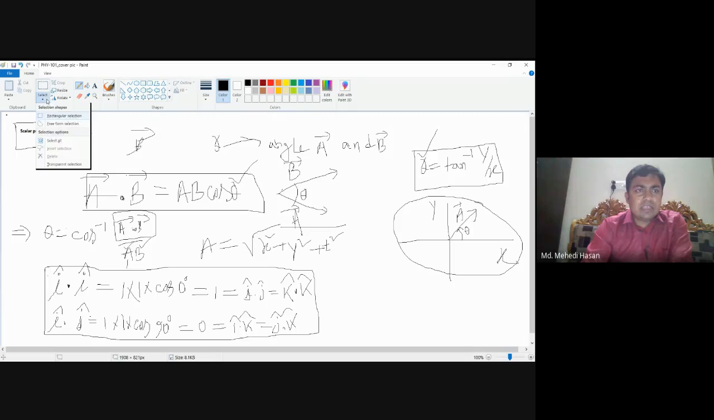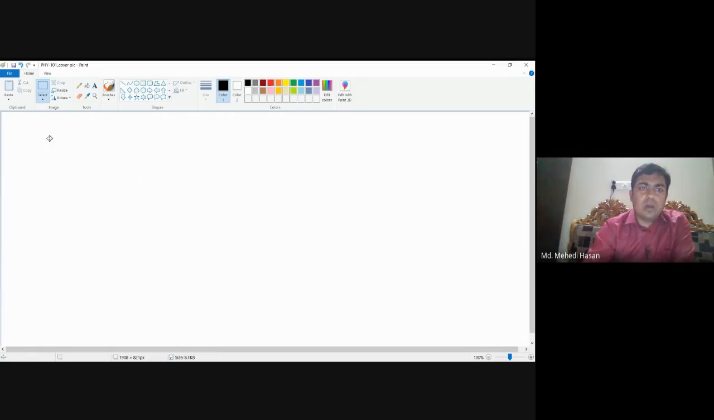Now let's see an example. How can we find out the angle or calculate the dot product? Say one vector is given like that, a equal to 2i minus 3j plus 4k. And another vector, vector b, is given like that, vector b equal to minus i plus 2j minus 3k. So these two vectors are given.